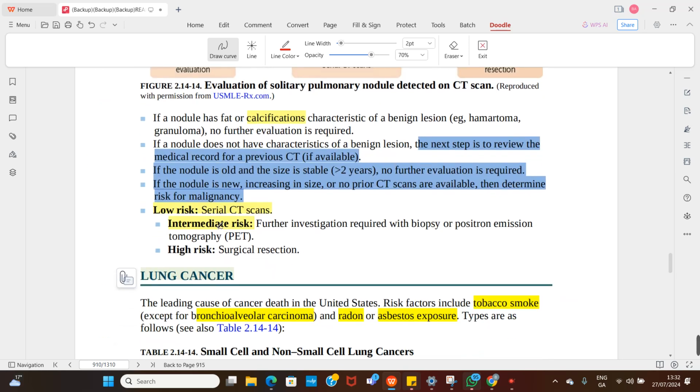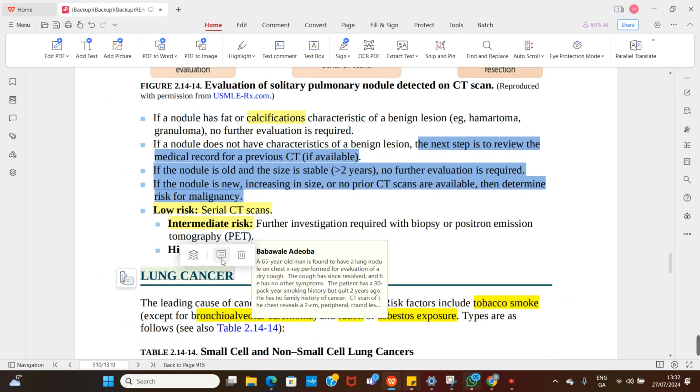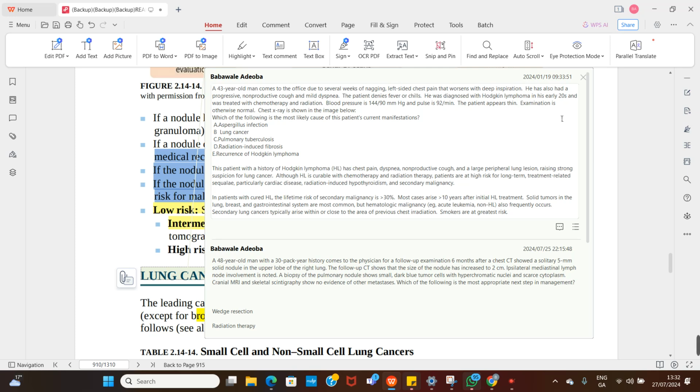And okay. I just hope I put solitary node here.